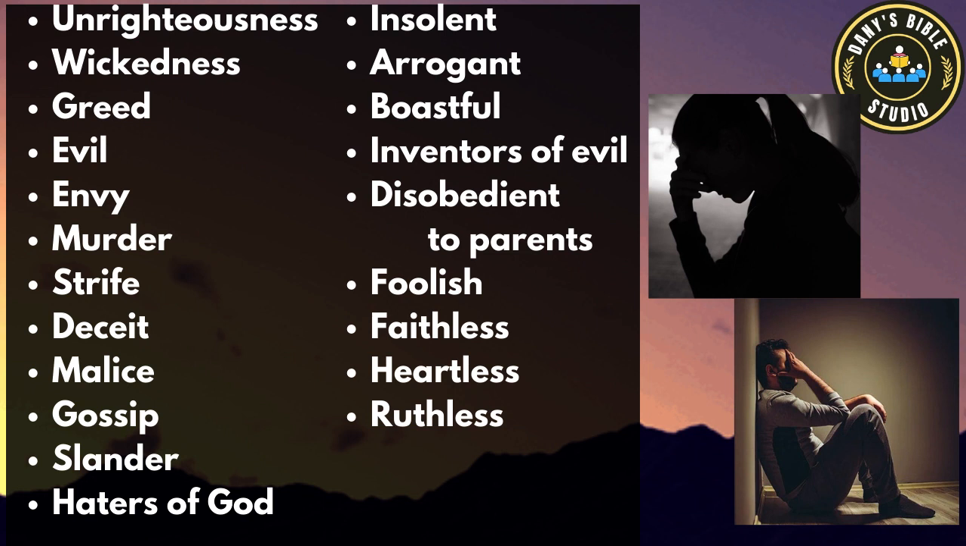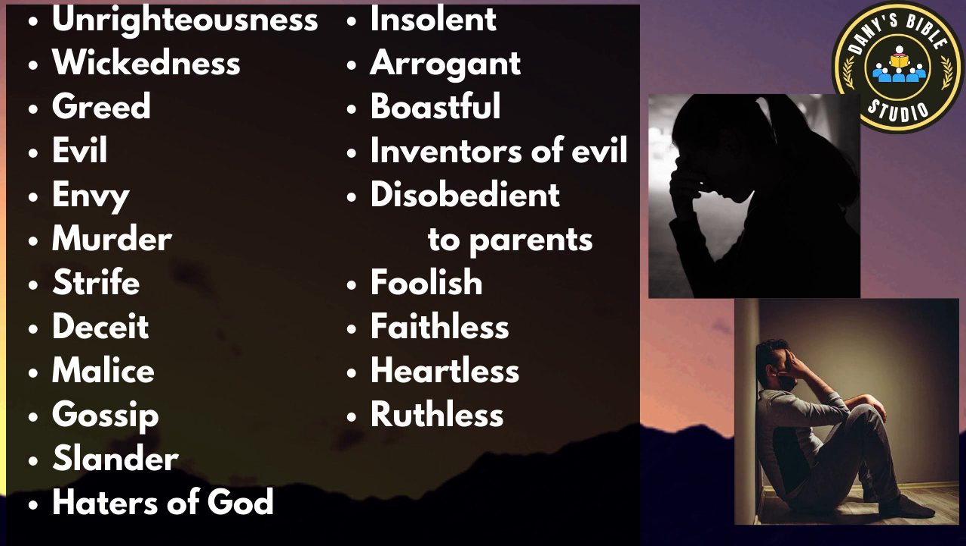An example of unrighteousness can be seen in Genesis 4:8 to 10, where Cain kills his brother Abel out of jealousy and disobedience to God's command. Second, wickedness. This refers to a general sense of evil and wrongdoing. One example can be found in Genesis 6:5 to 7, where God sees that humanity has become exceedingly wicked and decides to bring a flood to cleanse the earth.